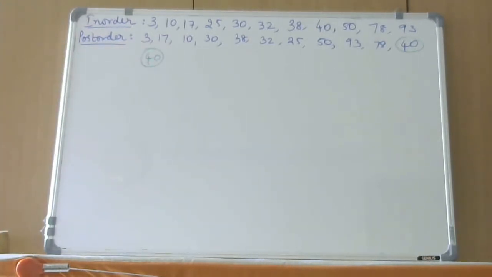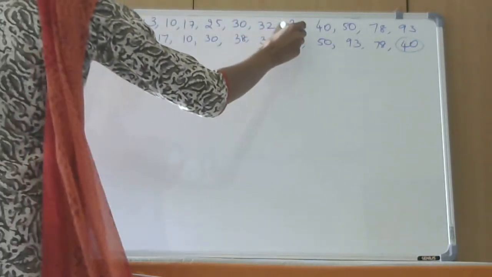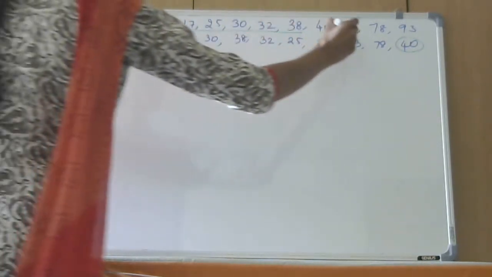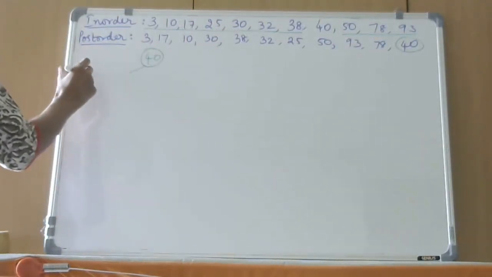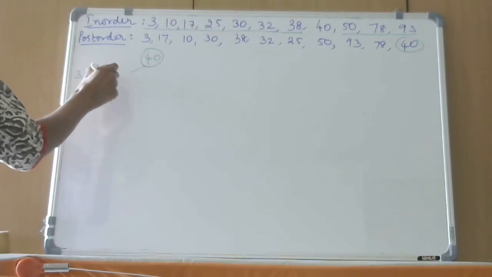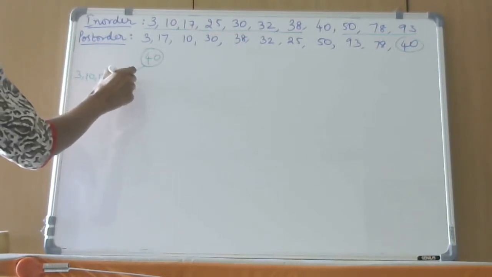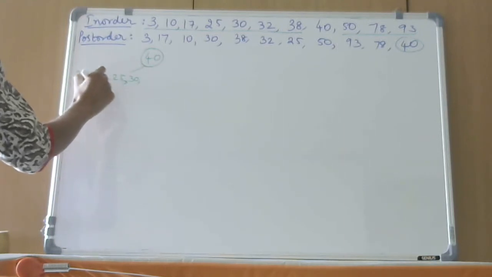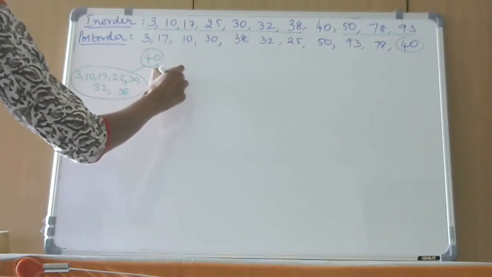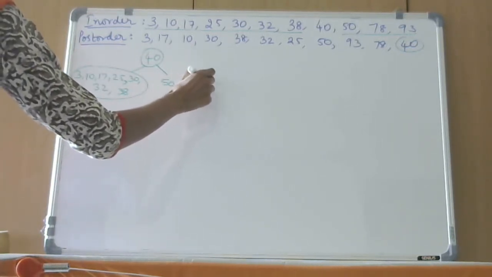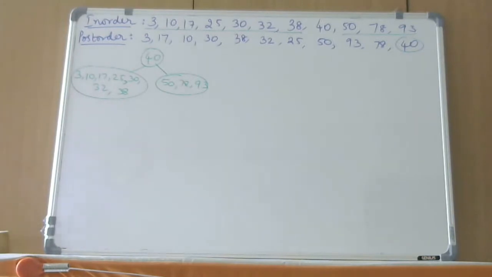40 is root. Now, if I go to in order, whatever is left of 40 will become the left subtree. Whatever is right of 40 will become the right subtree. Alright. So, I will write here 3, 10, 17, 25, 30, 32, 38. All these are left of 40. Right of 40 we have 50, 78, 93.